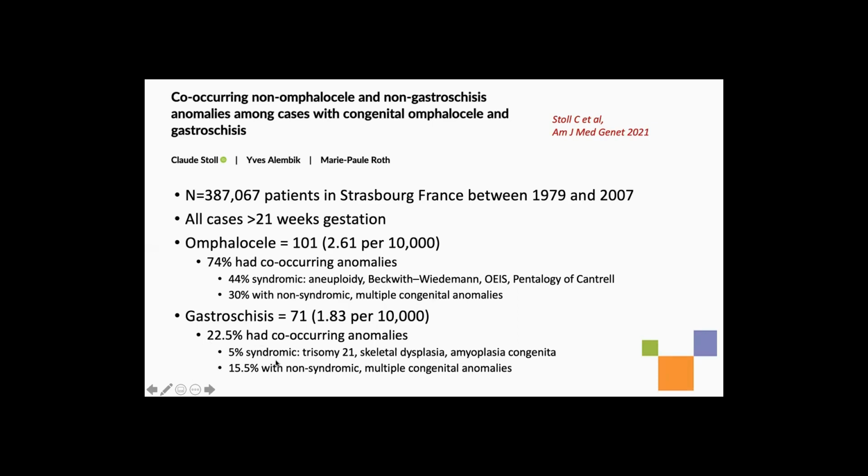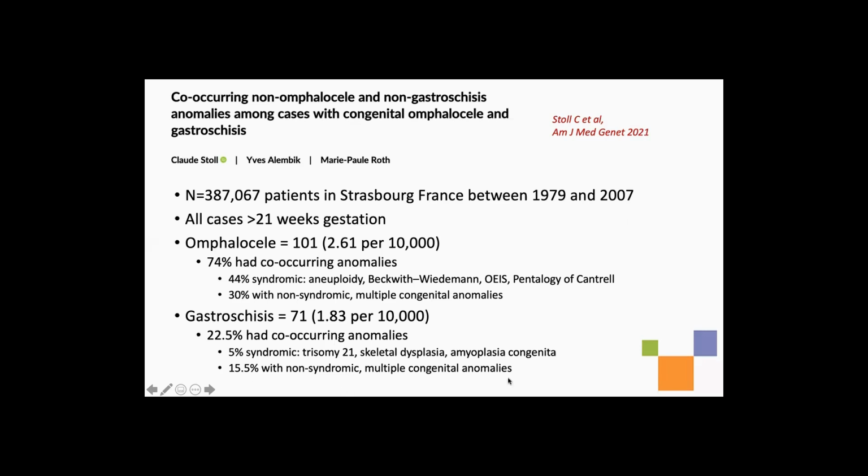For gastroschisis, 5% were syndromic, including 2 cases of trisomy 21. I think it is important, we talk about the fact that gastroschisis is not associated with aneuploidy, and although the risk of aneuploidy is low, reports of gastroschisis do consistently report a percentage of trisomy 21 in the range of 1 to 2%, which in these young women is likely higher than background, and offering the option of testing for trisomy 21, whether it's diagnostic testing or cell-free DNA, is probably reasonable. There were also a couple of skeletal dysplasias, and amyoplasia congenita, again, is consistently associated with gastroschisis.